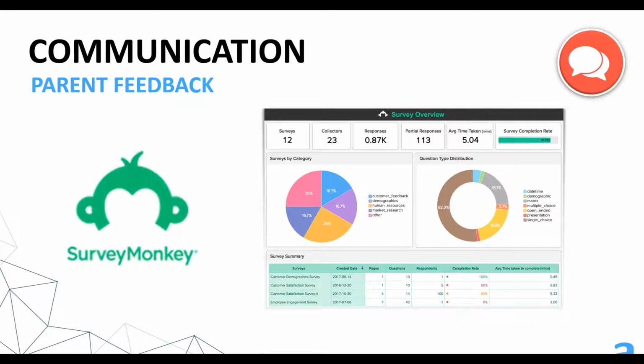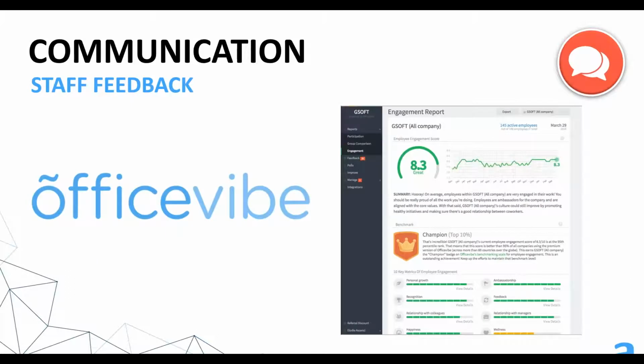You can create your own questions. It allows for anonymous answers if people feel more comfortable not attaching their name to the feedback. It's free, super easy to use. You get the link to your survey after you've created it and you can send it out through an email. Definitely recommend SurveyMonkey. So that's feedback for your parents.